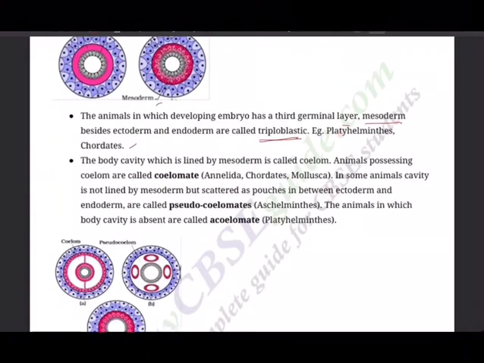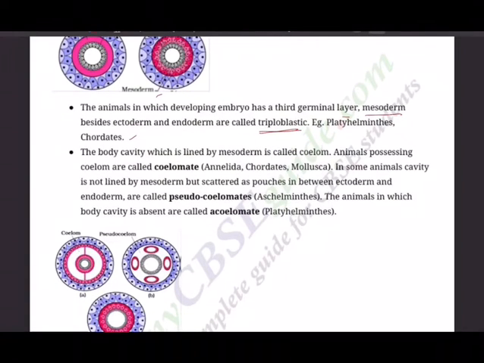And the next basis for classification is body cavity. Body cavity is called coelom. This is the coelom, in the inner space. The body cavity which is lined by mesoderm is called coelom. Animals possessing coelom are called coelomates, like all of us, Annelida, Chordates, Mollusca. These are coelomates. That means you got ectoderm, endoderm and mesoderm, triploblastic, and then coelomates.